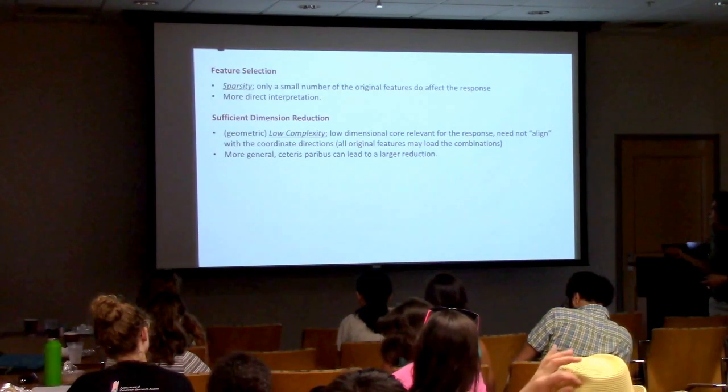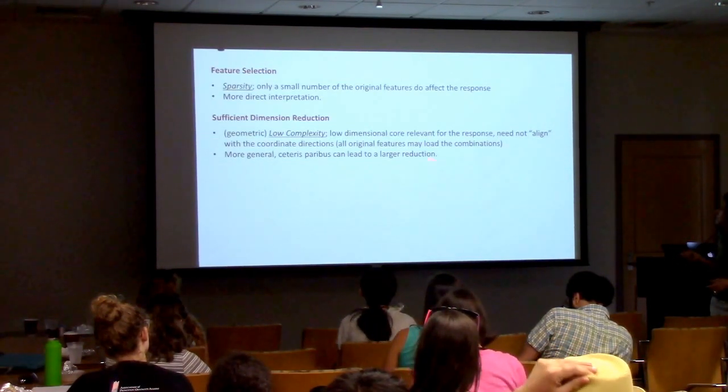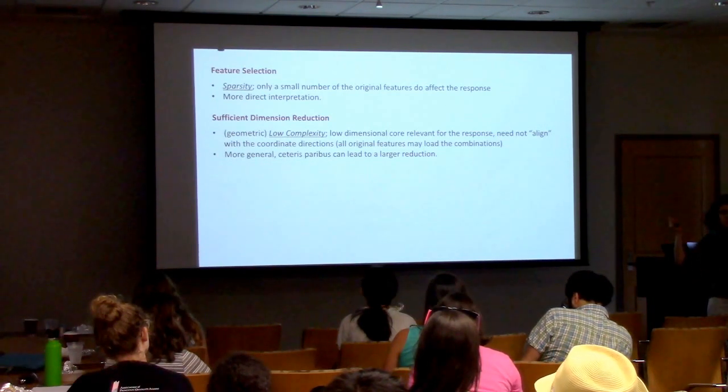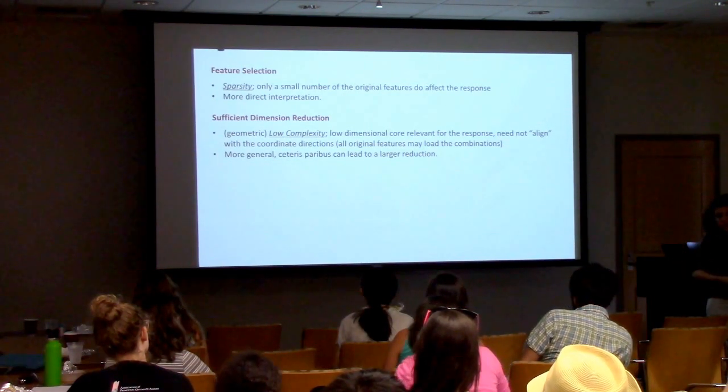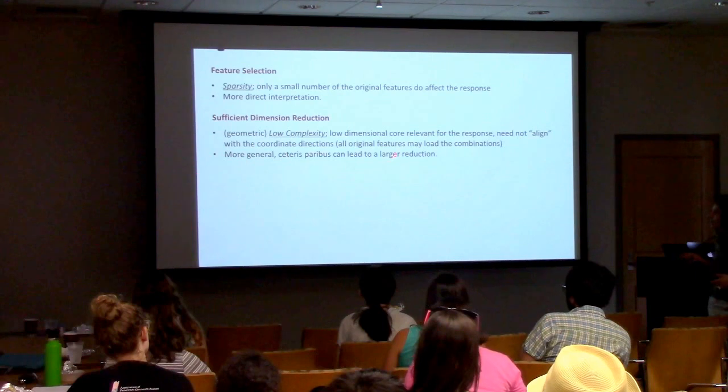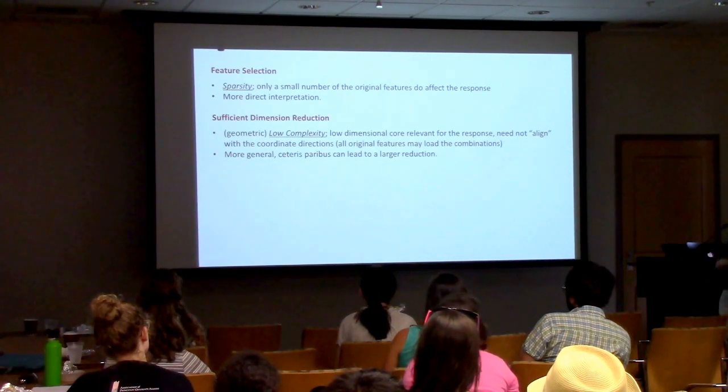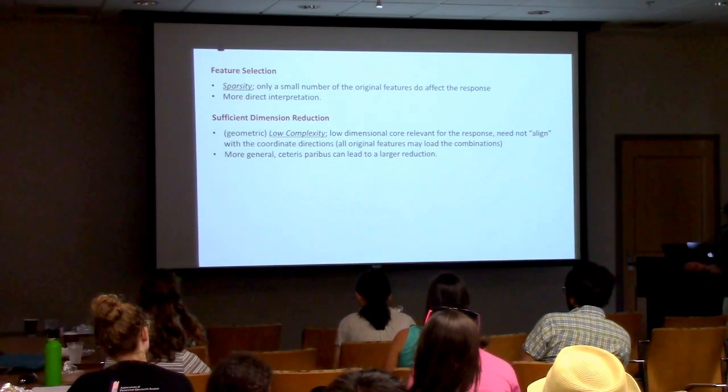On the other hand, because you allow a rotation before you get rid of some of your space, you can reduce a lot more in dimension reduction approaches than you can in feature selection, at least in principle. Does this make sense to everybody?